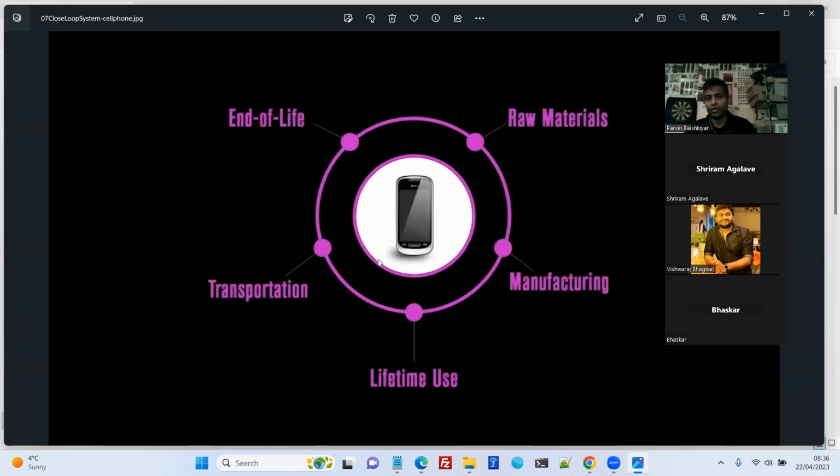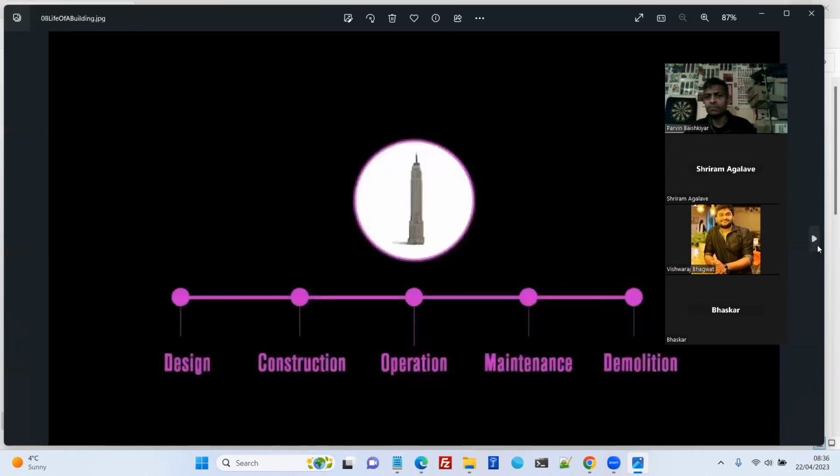If you look from a cell phone's perspective, raw material, manufacturing, lifetime, transportation, end of life, it is the same circle. So this is how people think about buildings these days: design, construction, operation, maintenance, and demolition, which is not sustainable, like a flat line.